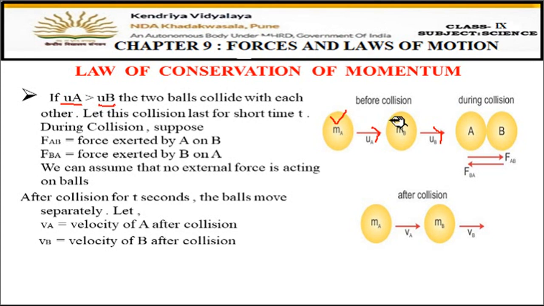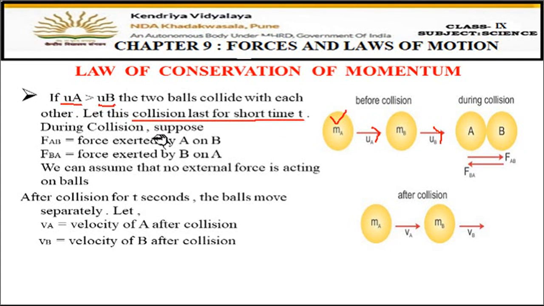Okay, so there will be a collision between ball A and ball B. Collision means they will strike against each other. Now let this collision last for a short time t. This collision finishes in a short time t. So t is the time for which the collision lasts.